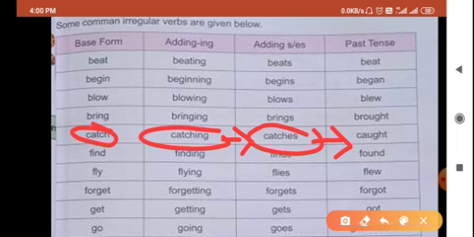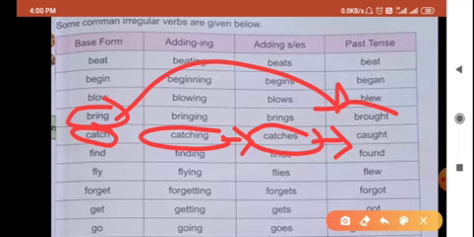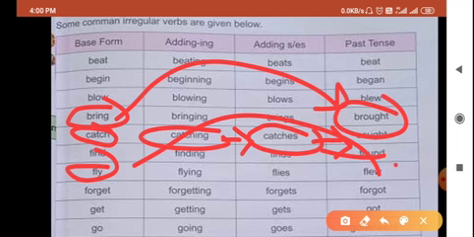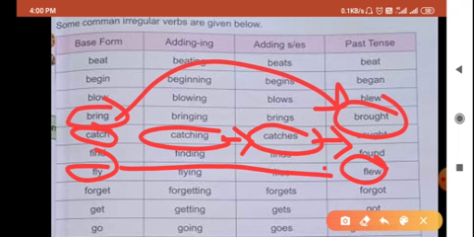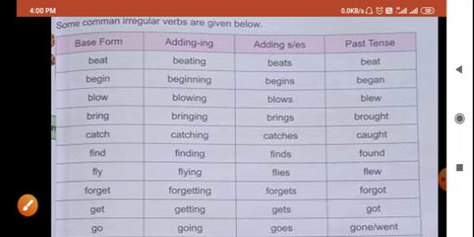Similarly, bring, and when it comes to past tense form, it becomes brought. In the same way, fly becomes flew. So students, have you understood? Like this, the forms of verb change. In some cases only ed is added, and in some cases the whole word gets changed.